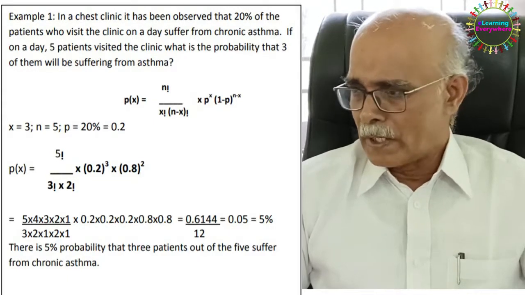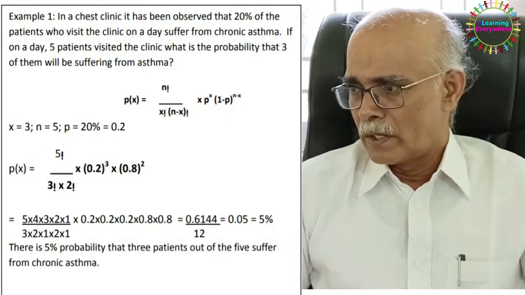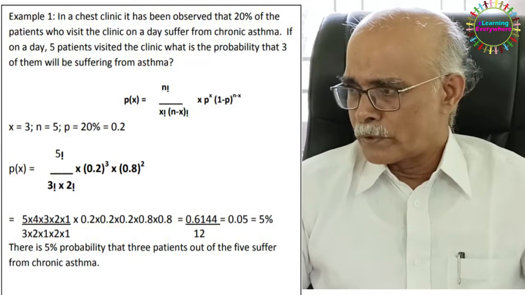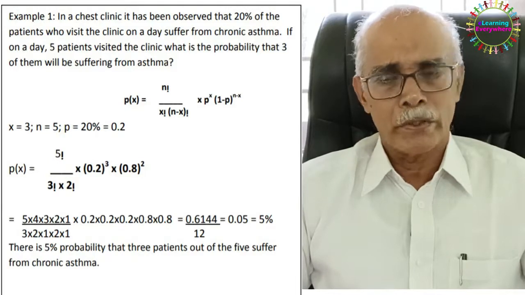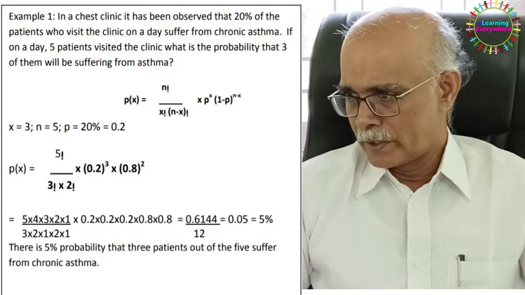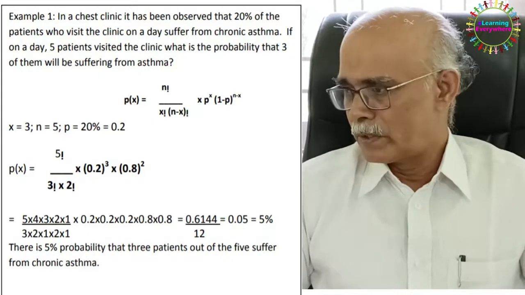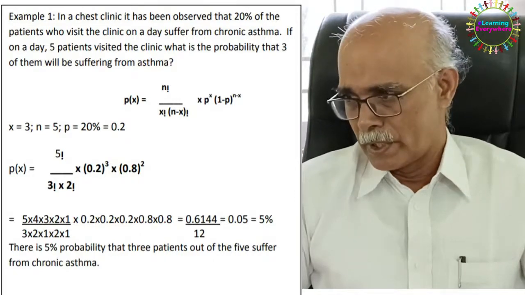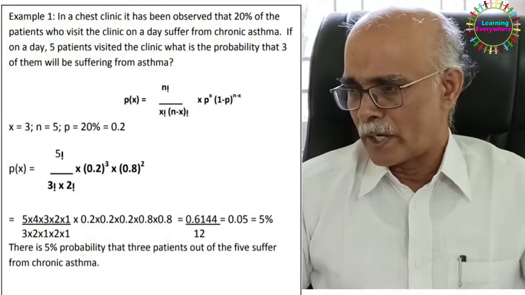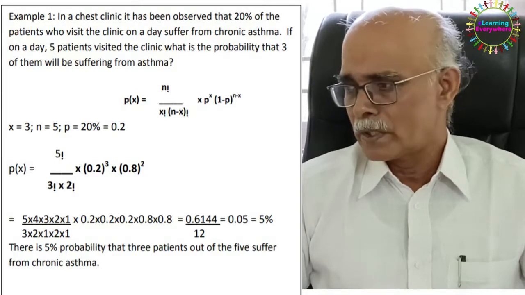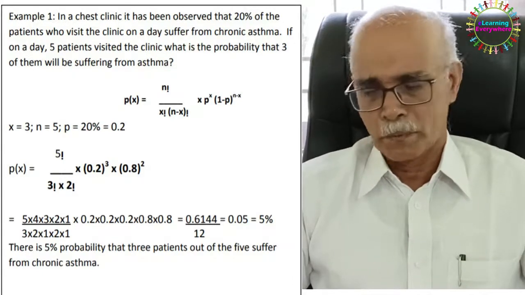So substituting the values, you get 5 factorial divided by 3 factorial into 2 factorial into 0.2 raised to 3 into 0.8 raised to 2, and you get 0.05 as the final value, which is equal to 5%. It means that there is 5% probability that 3 patients out of the 5 will be suffering from chronic asthma.